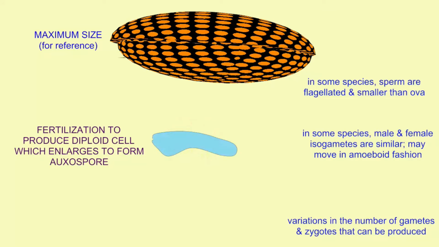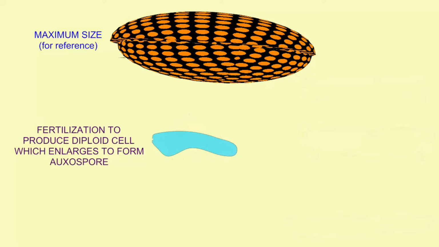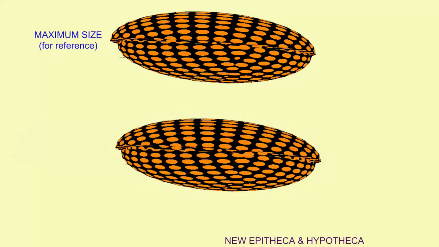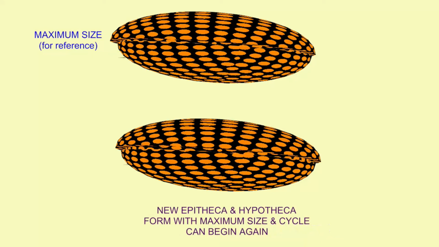When the haploid gametes fuse to form a new diploid zygote, it absorbs water to enlarge, becoming a stage known as an auxospore. This auxospore then returns to the original size, the maximum size, and will then develop a new epitheca and hypotheca, and the process can begin again.